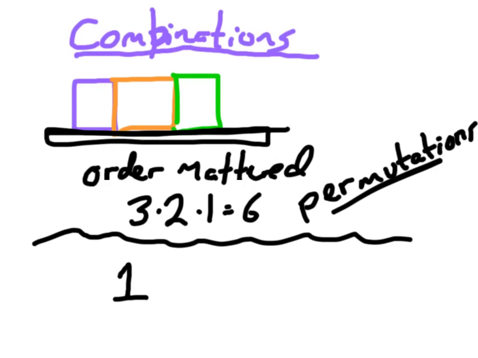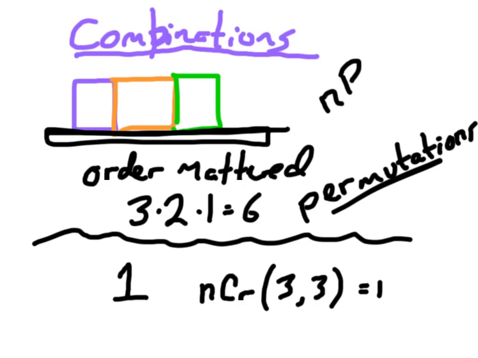But if order did matter, then it's permutations. So the difference here is if you did nCr, which is combinations of 3 things choose 3 spots, your answer is going to be 1. But if you did nPr of 3 things choose 3 spaces, your answer is going to be equal to 6. So those are two very different ideas. With combinations, the order doesn't matter. It's the same 3.